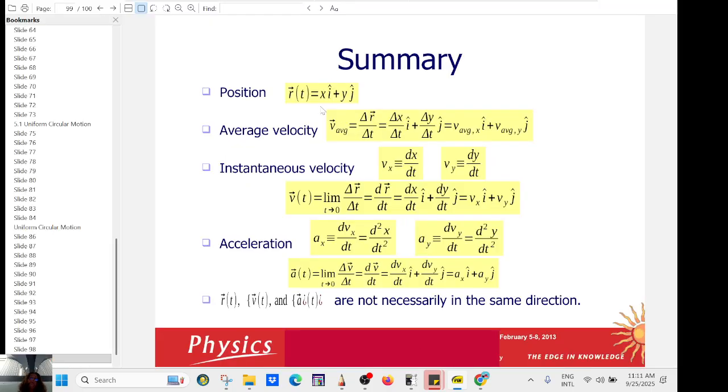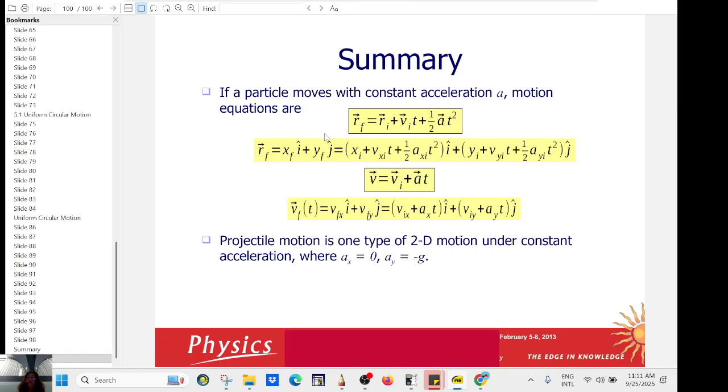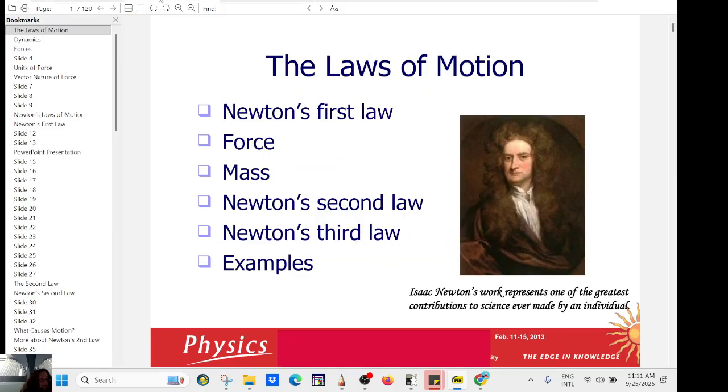Okay, so this is a summary. Here they are using vector notations. So instead of having an x and y set of equations, they just packed everything in a vector notation, but it's not that hard to understand. Okay, good.